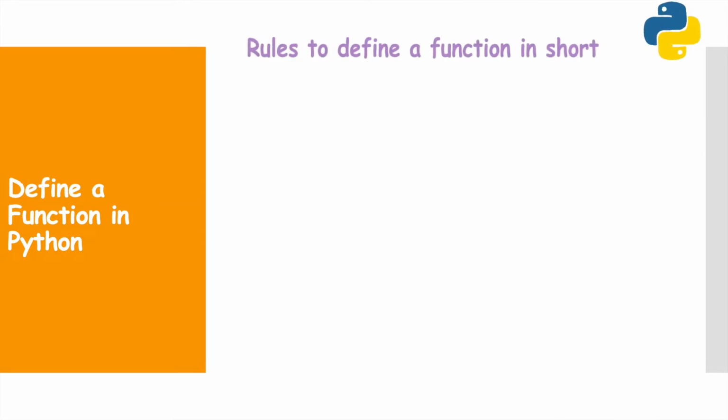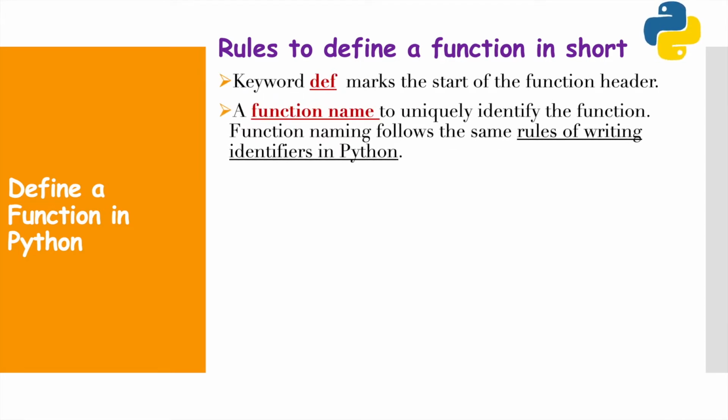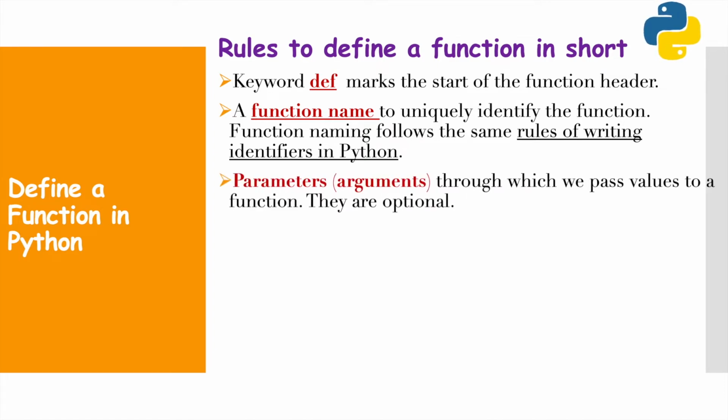Now let's once again see the rules to define a function in short. A keyword def marks the start of the function header. That is followed by a function name which uniquely identifies your function. Function naming follows the same rules of writing identifiers in Python. If you want to pass certain values to your function, use parameters or arguments. Parameters or arguments through which we pass values to a function might be optional. If they are required, just pass them within the parentheses in the function header. A colon marks the end of the function header.